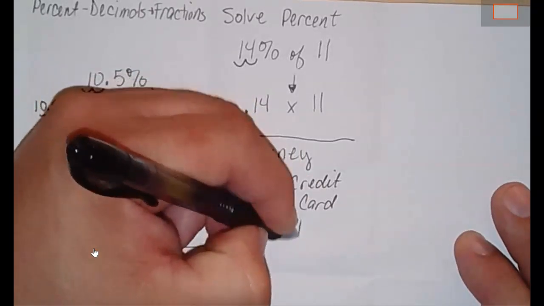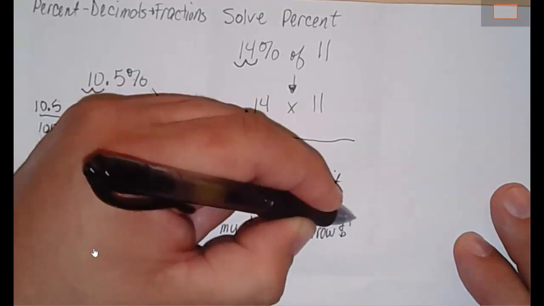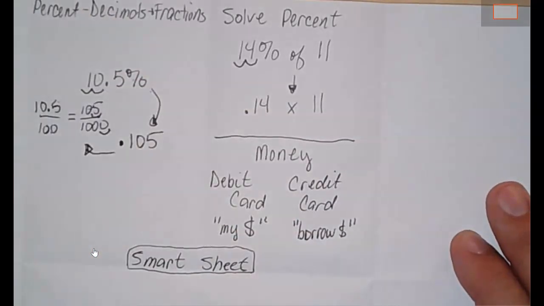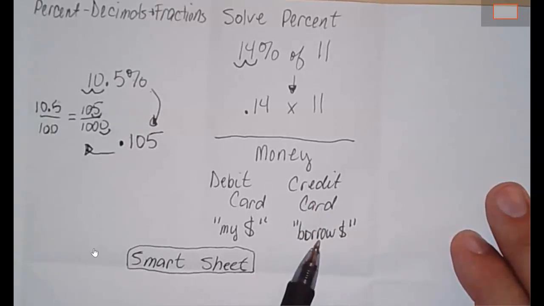This one is borrow. They might charge you interest here. You can take out money, but it's not yours. You have to pay it back. And before you get a credit card, the companies run a credit report to find out, hey, should we lend this person money or not?